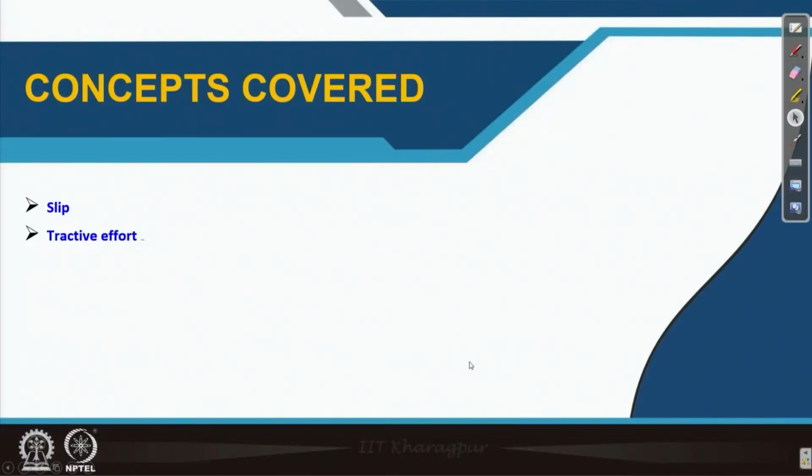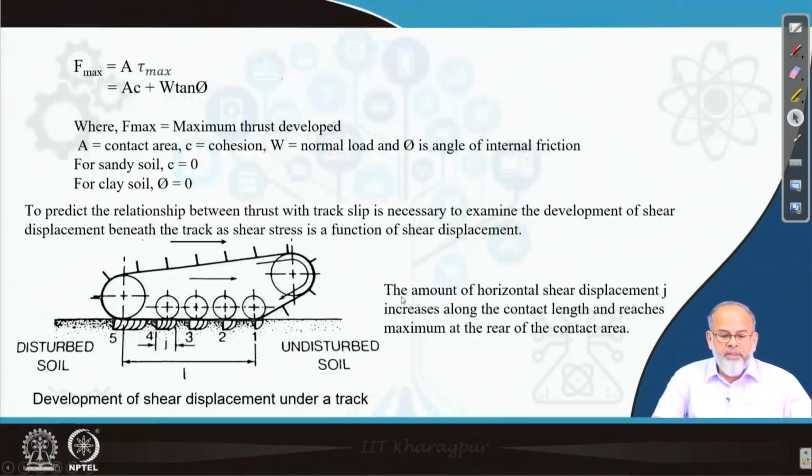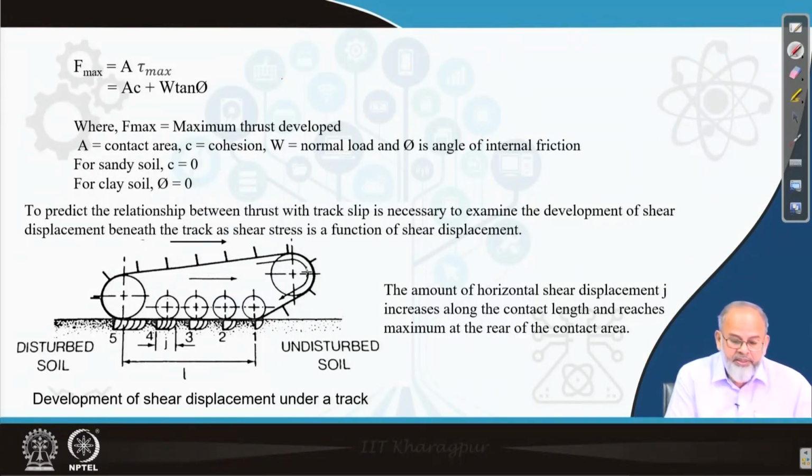The concepts covered will be again slip as well as tractive effort. As we know, a track has a bigger contact area. If you look at the figure shown in this slide, it has a bigger contact area. So the maximum tractive force which is developed is denoted by F max, which is equal to maximum shear stress into area.